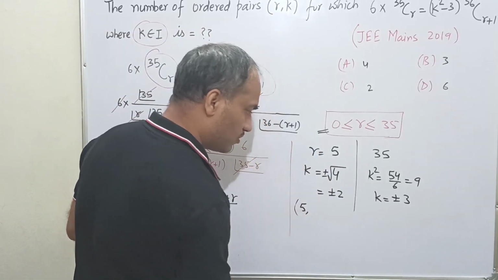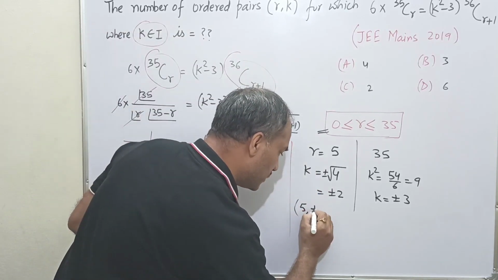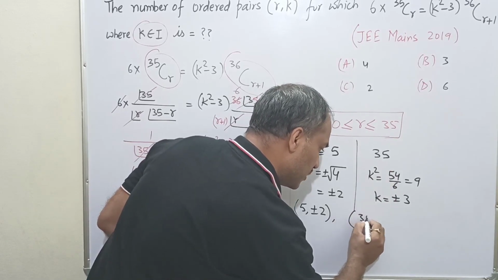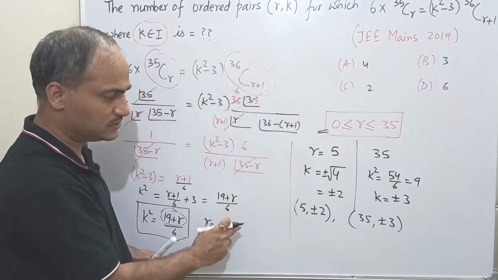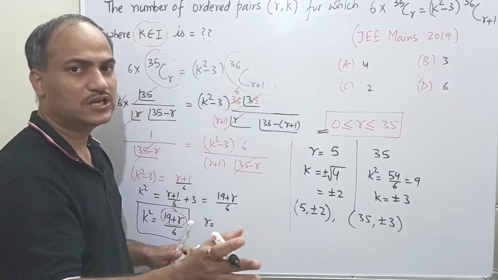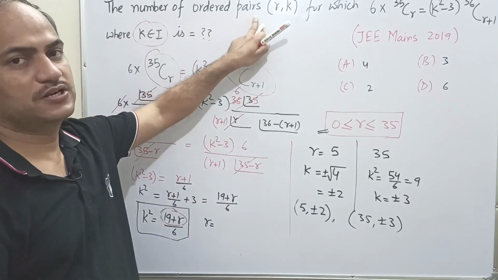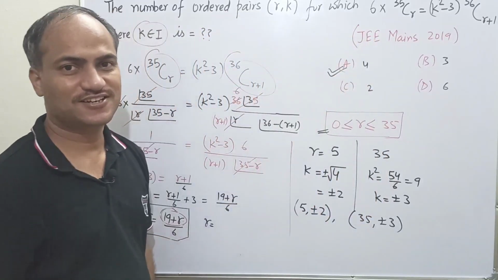This 5 is the x coordinate and the y coordinate is plus 2 and minus 2. So plus minus 2 if we write. Similarly, r is 35 and k is plus minus 3. So it means we have got 2 ordered pairs here and 2 here. So totally we have 4 ordered pairs. It is asking the number of ordered pairs, so the number of ordered pairs means option 4 is correct.